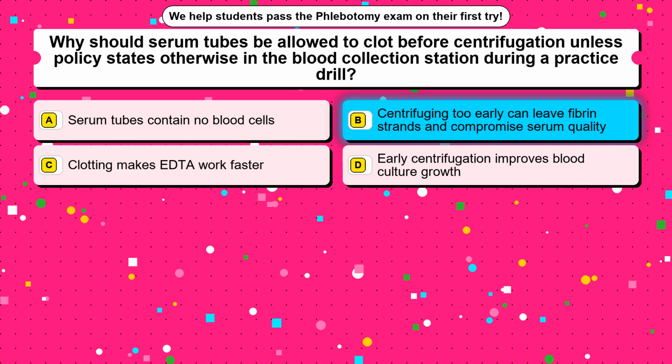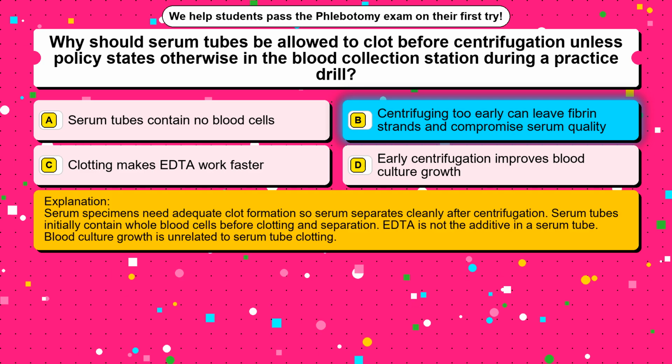The correct answer is option B. Centrifuging too early can leave fibrin strands and compromise serum quality. Serum specimens need adequate clot formation so serum separates cleanly after centrifugation. Serum tubes initially contain whole blood cells before clotting and separation. EDTA is not the additive in a serum tube. Blood culture growth is unrelated to serum tube clotting.